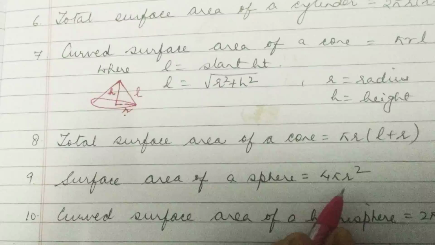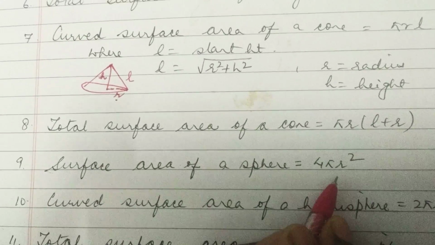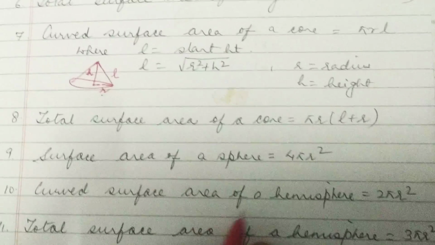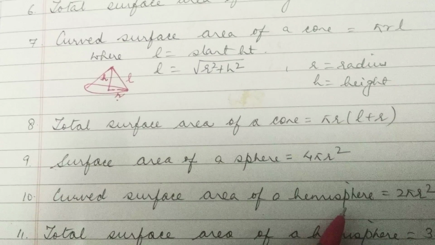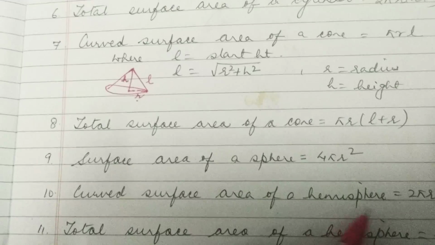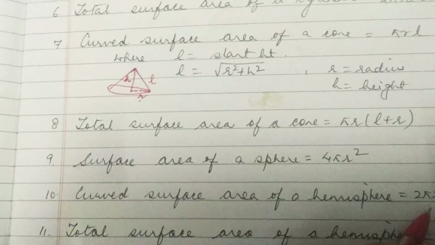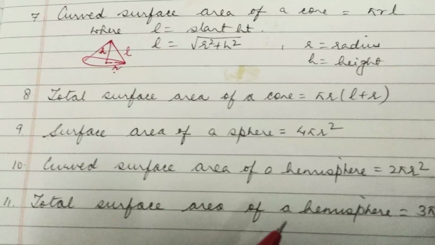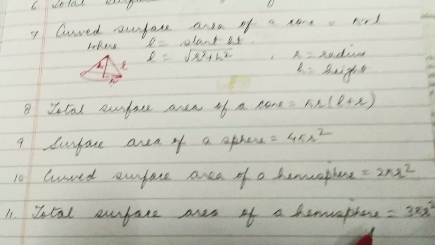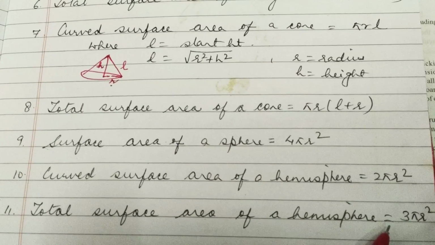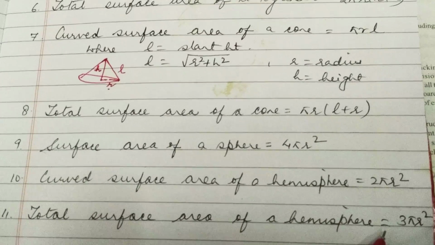Surface area of a sphere is given by the formula 4πR². Curved surface area of a hemisphere, hemisphere means just half of the sphere, is given by 2πR². Total surface area of a hemisphere is given by the formula 3πR².